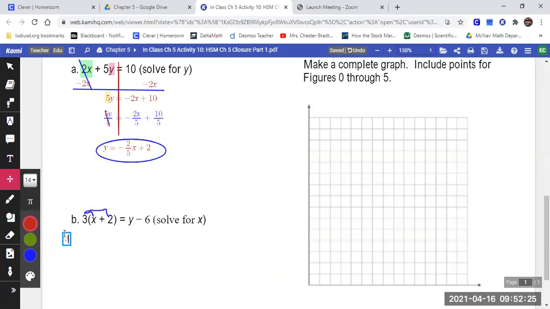So the 3 times the x, positive 3 times the positive 2 is going to equal a y that's subtracting 6, right? Okay, clean up our left-hand side. What are we going to get? Do the multiplication. Handle the parentheses. What's it going to say?